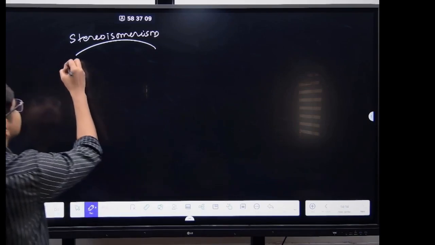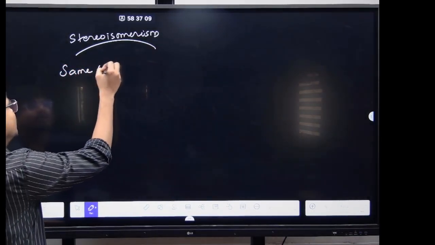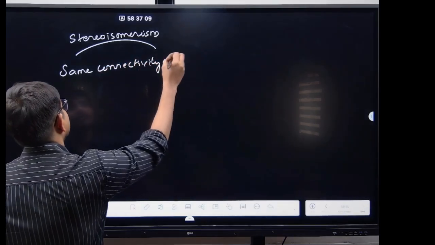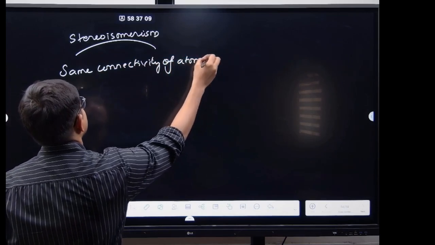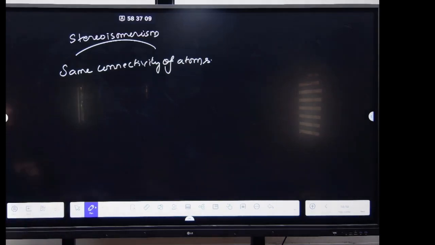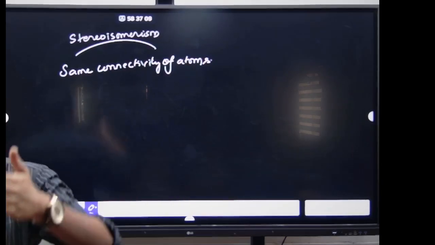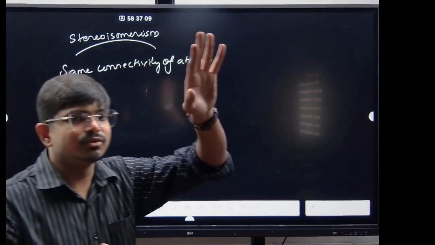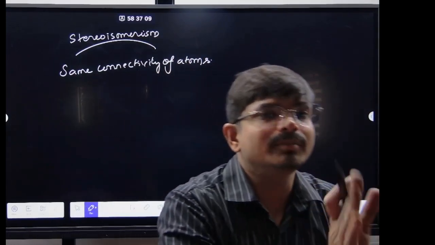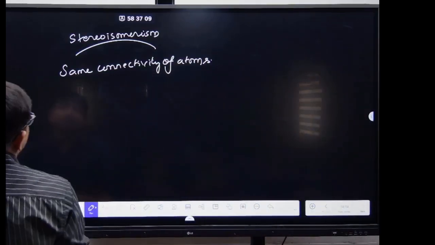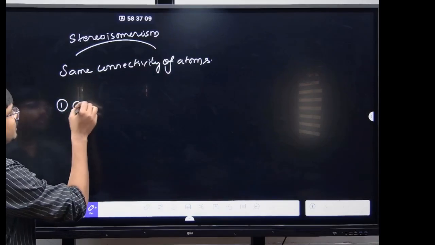You will have the same connectivity of atoms, right? Got it? Same connectivity of atoms means the groups which are attached are always the same. It will not change. For example, in structural isomerism, you see that the connectivity of atoms is changing, but in this case that will not change.